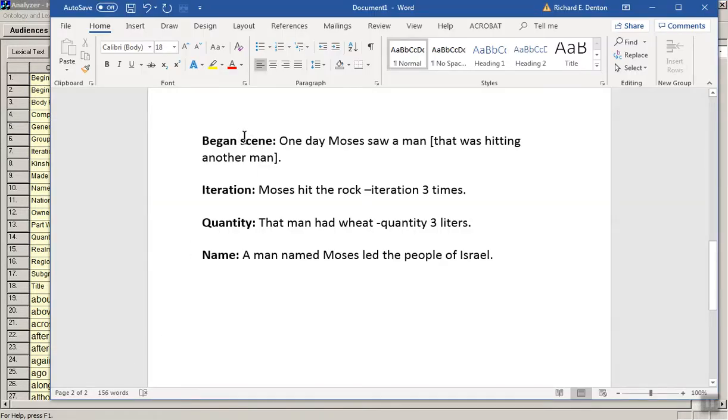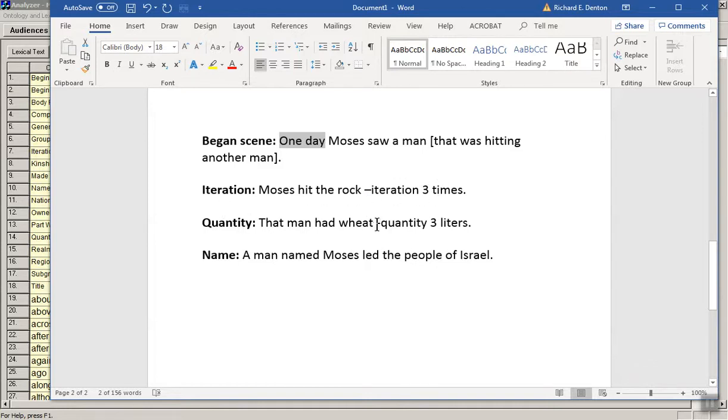So for begin scene, we express that idea by saying one day. So one day introduces a new part of the story. One day, Moses saw a man that was hitting another man. Okay, iteration. That means that something is done more than one time. We can do that by using a hyphen iteration and then the number of times. Moses hit the rock, hyphen iteration, 3 times.